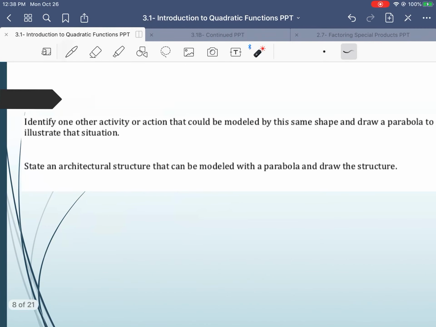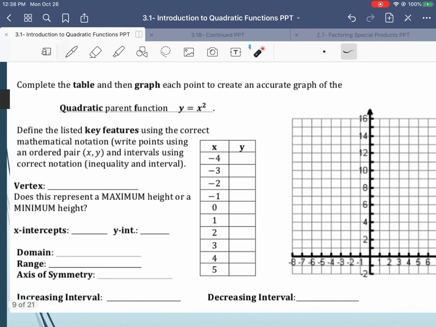So let's look at the parent function. I guess this asks us to identify other activities or actions. Hopefully you can think of a few, right? Any sports, throwing a ball, anything that's done over time that increases and then decreases at that parabolic rate. Architectural structures, like the McDonald's M or the St. Louis Arch, and suspension bridges that are held up in that way, those would be parabolic arches. So we see them a lot, and we're going to do some applications once we've practiced with these functions. So let's talk about the parent function.